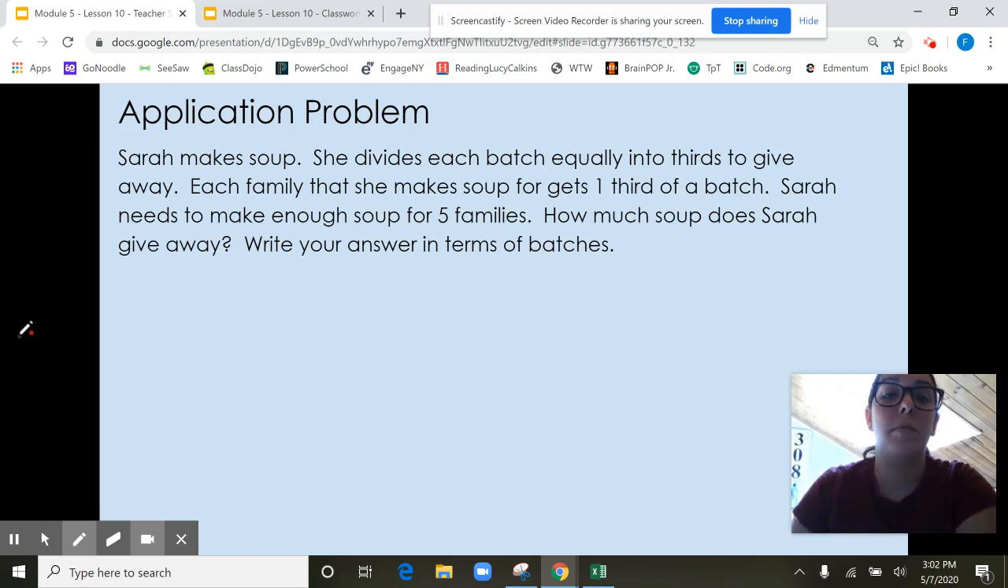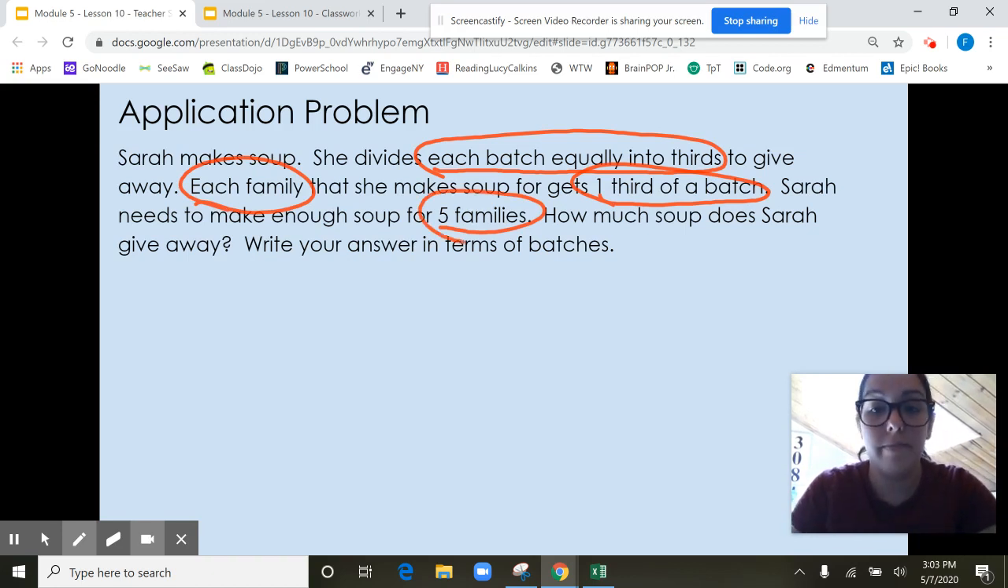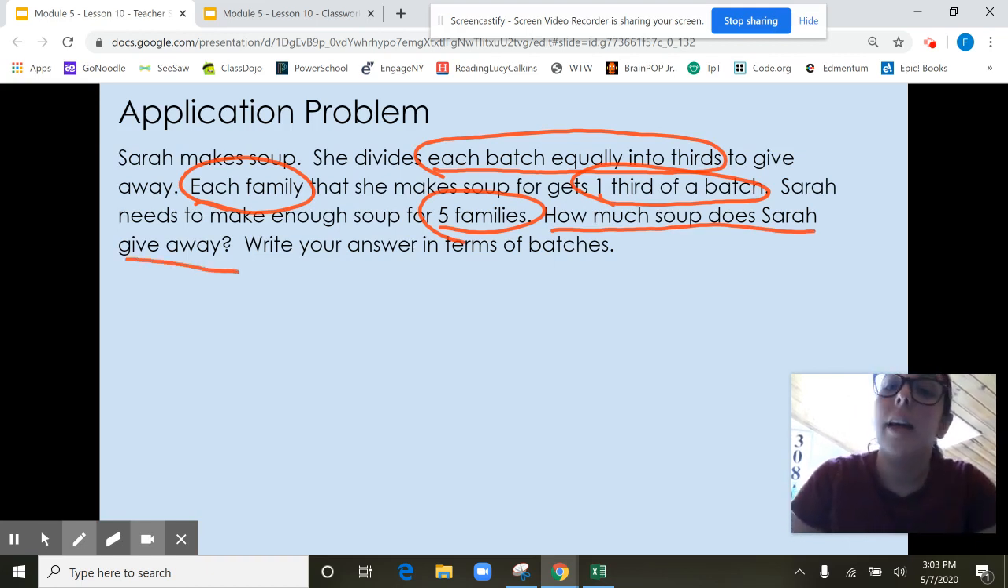Okay, this is a bit of a tricky problem, so we want to make sure that we are circling and underlining the important information. She divides each batch equally into thirds. That's important. Each batch equally into thirds to give away. Each family gets 1/3 of the batch. Sarah needs to make enough soup for 5 families. That is important. So how much soup does Sarah give away? That's our question, so I'm underlining that. All right. Now, go ahead, pause the video, and try to solve this problem.